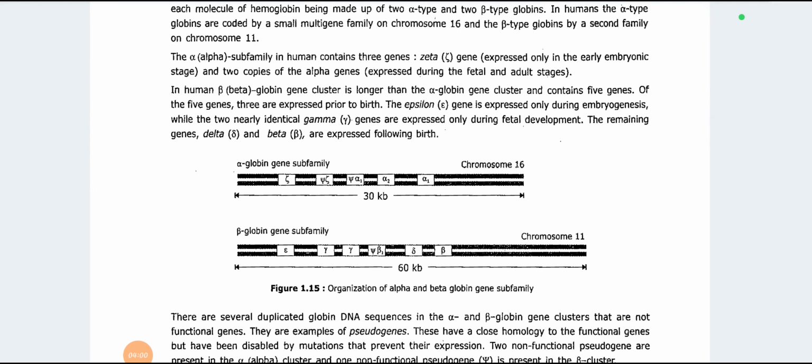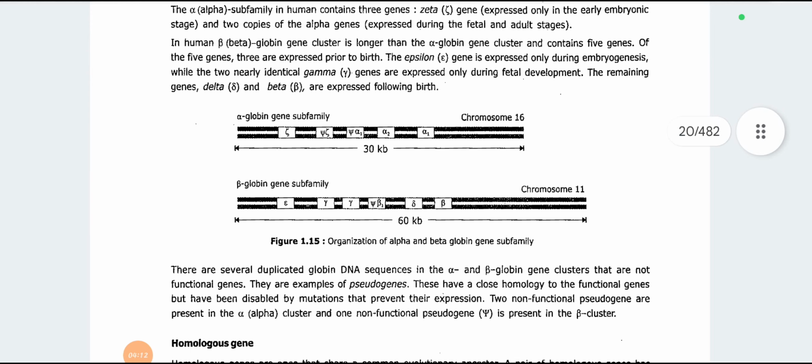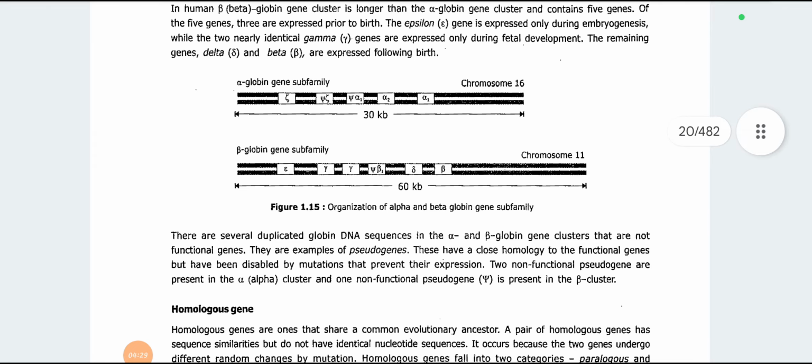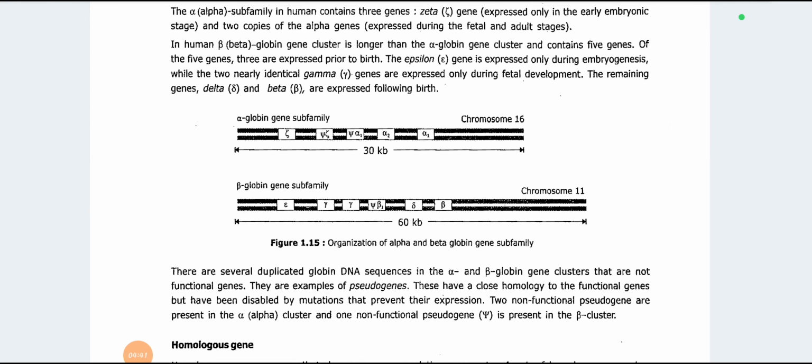The alpha subfamily contains 3 genes, zeta and 2 copies of alpha. The zeta gene is expressed only in the embryonic stage, and the 2 alpha genes are expressed in fetal and adult stages. But the beta globin gene cluster is longer than the alpha gene cluster and contains 5 genes. Of the 5 genes, 3 are expressed prior to birth: the epsilon gene is expressed during embryogenesis, while the other 2, which are nearly identical and known as gamma genes, are expressed only during fetal development.